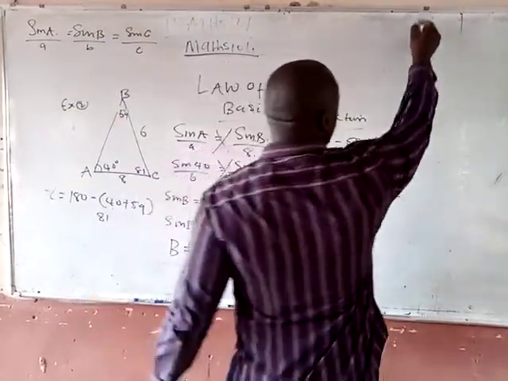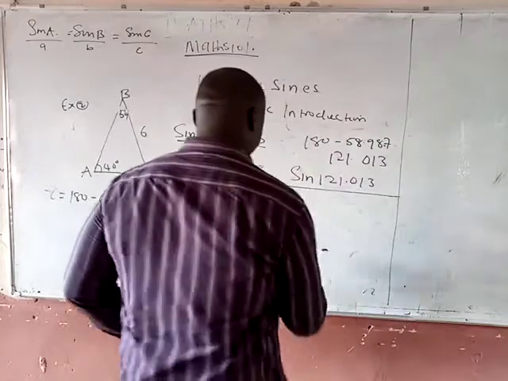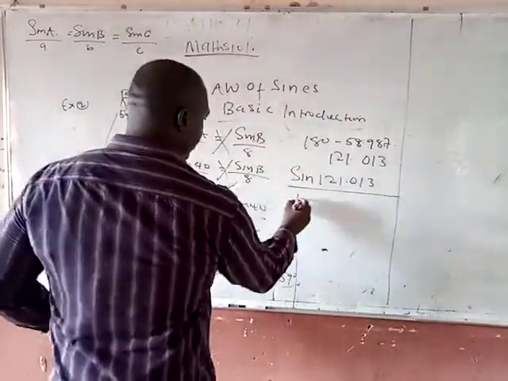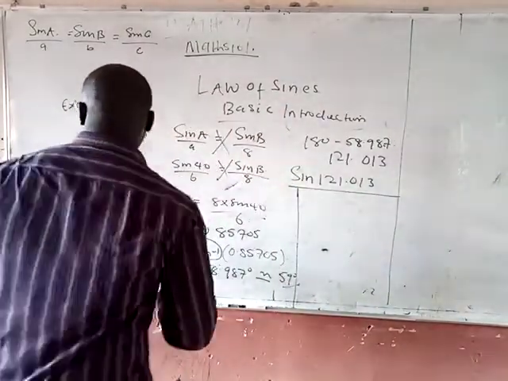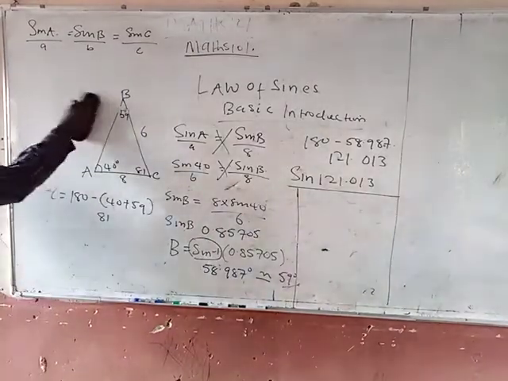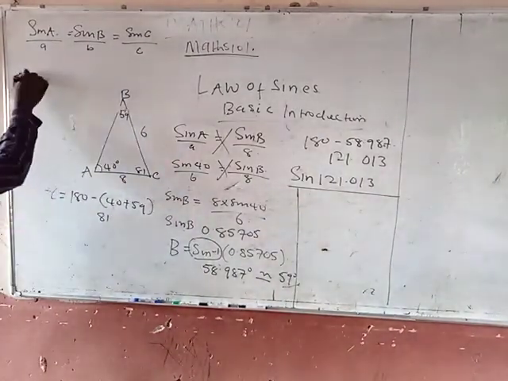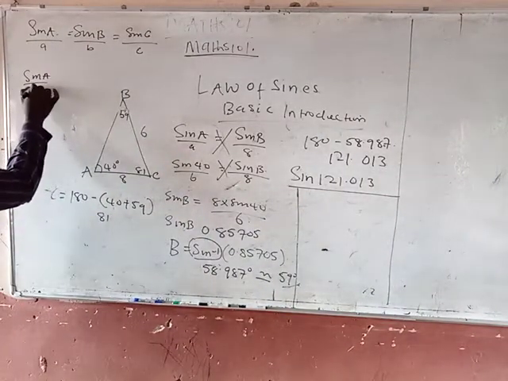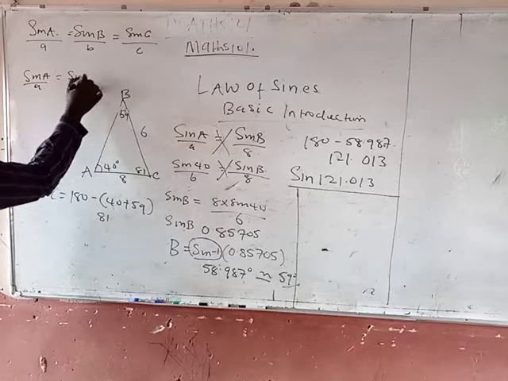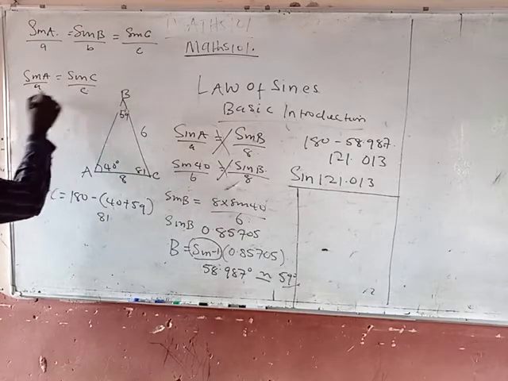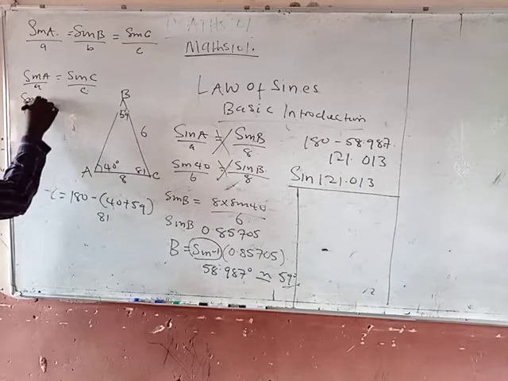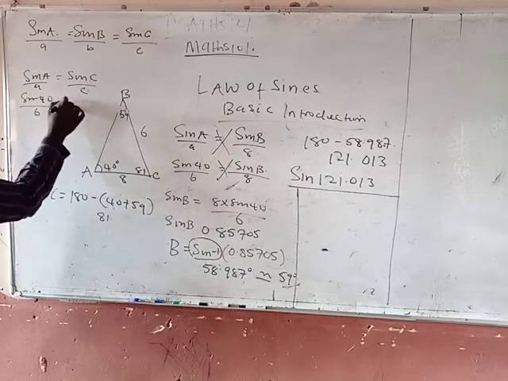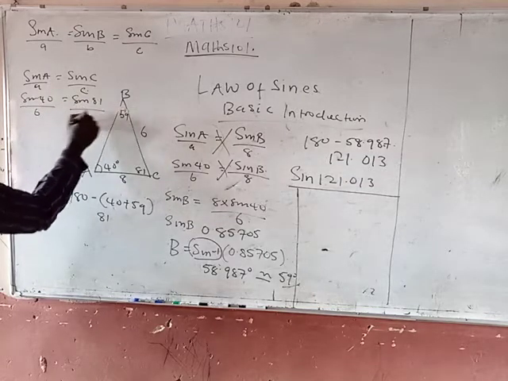We'll continue. I hope this board is going to be enough for me. Let me use this place to solve it. I want to get side C. So sine A over A is equal to sine C over C, and sine 40 over 6 is equal to sine 81 over C.